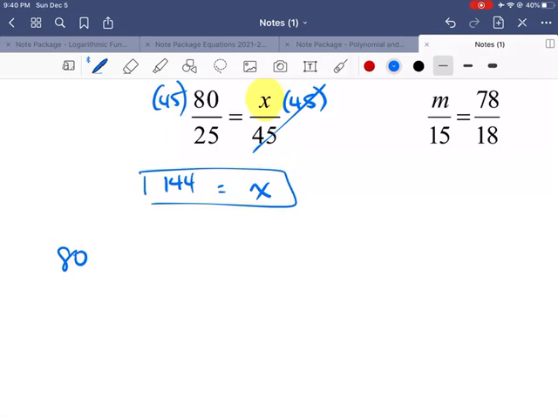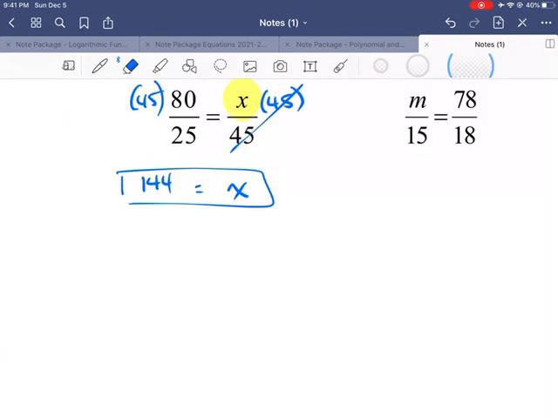And you can test this out. 80 divided by 25, is that equal to 144 divided by 45? You could check that on your calculator. You would type in 80 divided by 25, and you would type in 144 divided by 45, and you'd see what you get. I'll let you do that one.